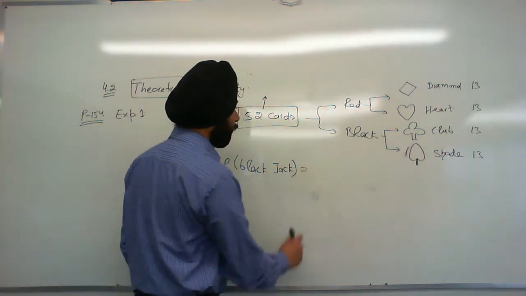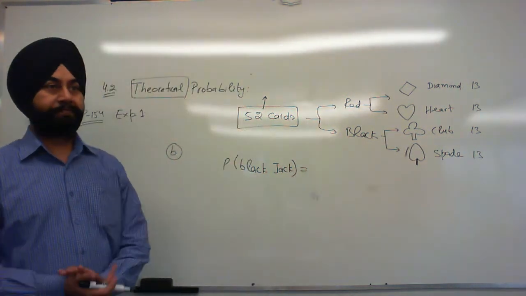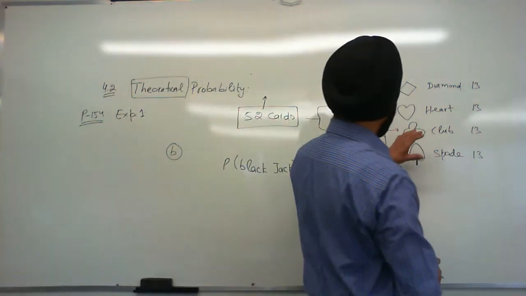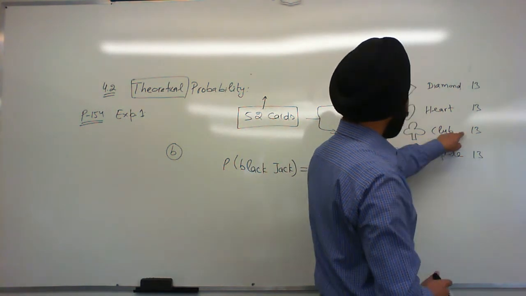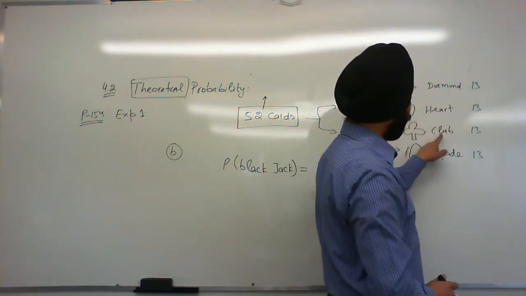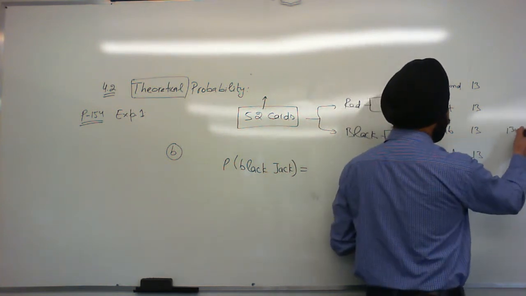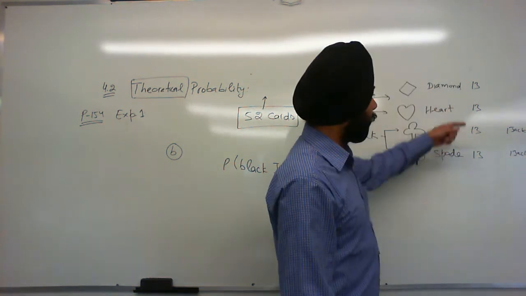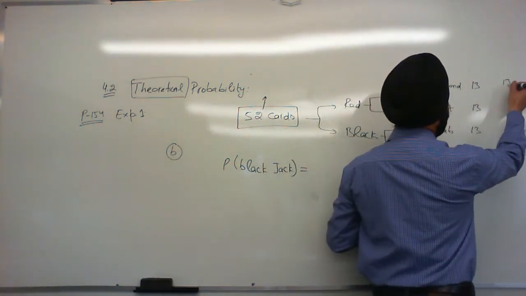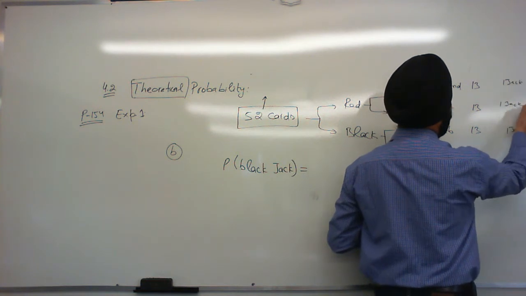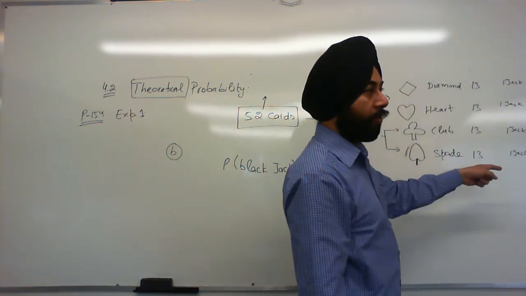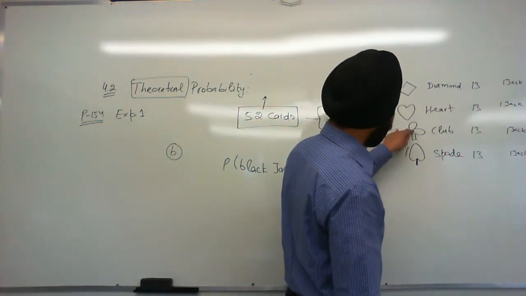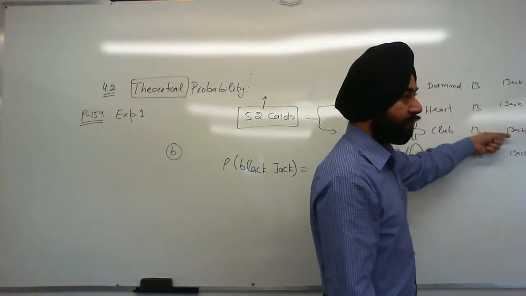How many black jacks are there in the 52 cards? 2, yes. First of all, you know that these 2 are black cards, 13 clubs and 13 spades. Clubs, they got 1 jack, and spades also got a jack. Each of them got a jack. This one also had a jack. This one got a jack. So there are 4 jacks in total, right? But you are going to find the probability of a black jack. Black, you got this black and this black. So there will be 2 black jacks, right?